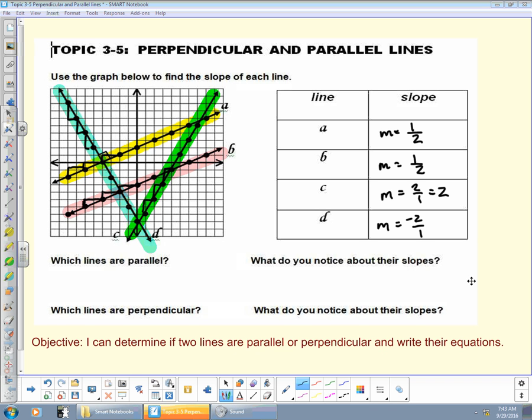And so it says, which lines are parallel? Well, the yellow line and the pink line, A and B, look parallel to me. And what do I notice about their slopes? Well, their slopes are equal.